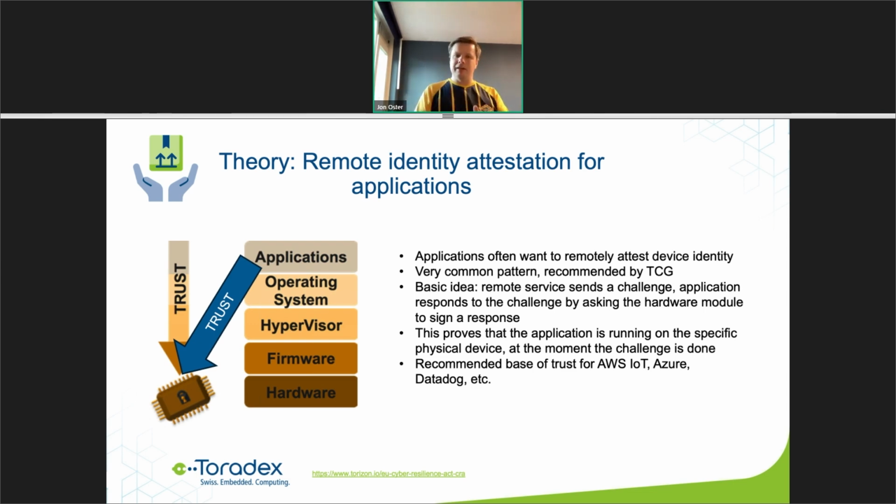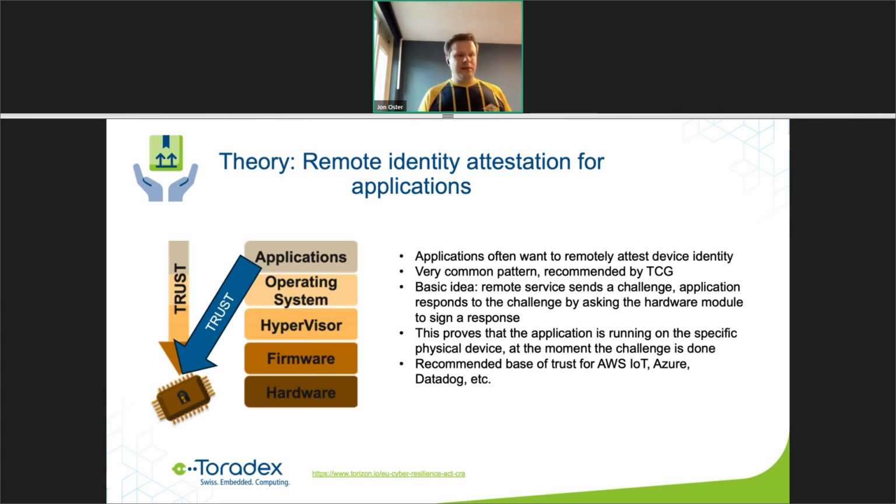Remote service sends some kind of a challenge. The application responds to the challenge by asking the hardware module to sign a response with a hardware-backed key that is signed by some PKI that you've set up when you provision the keys into the module. And then that proves that the application is running on a specific physical device. And it also proves that at the moment the challenge is done. So this is good and useful to have as a continuous authentication mechanism.